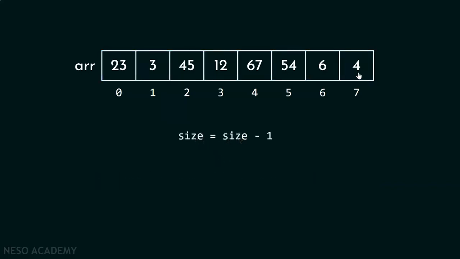Here instead of deleting or removing this element, we will decrement the size variable by 1 so that we can simply ignore this element. So by using this particular line of code, we are creating an illusion that there are 7 elements in the array instead of 8 elements. So after decrement, size holds this value 7, which means that there are 7 elements currently in our array. That is the illusion we are creating, okay?